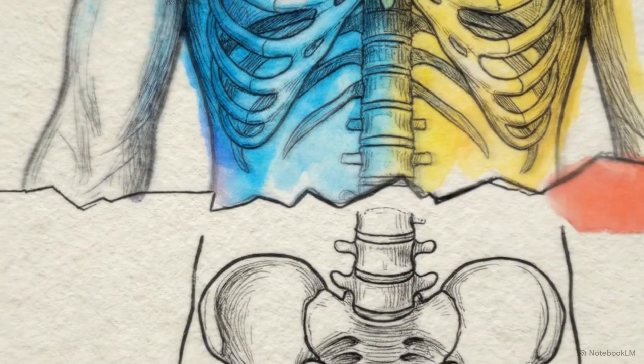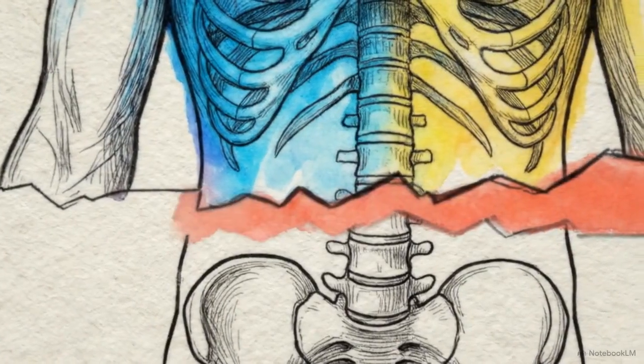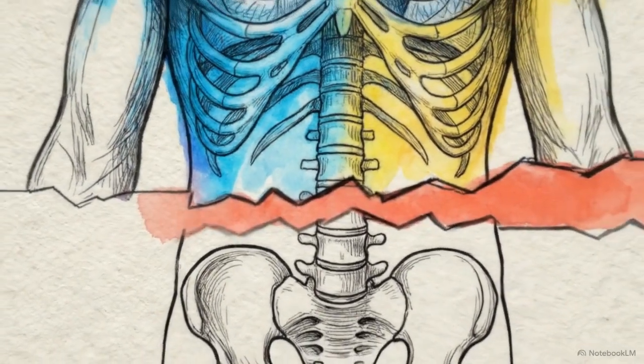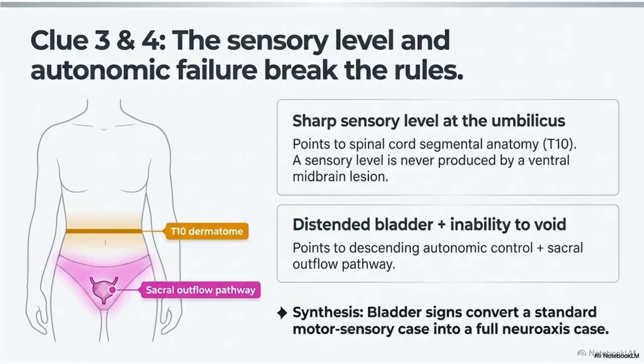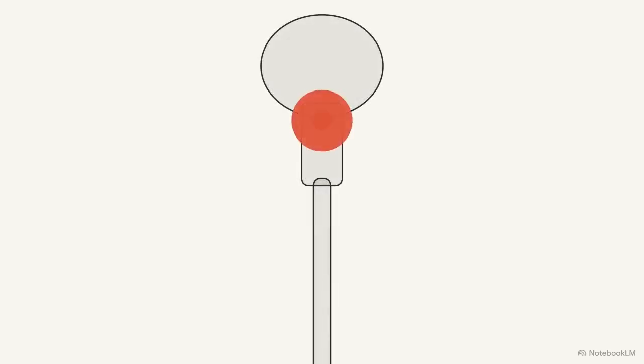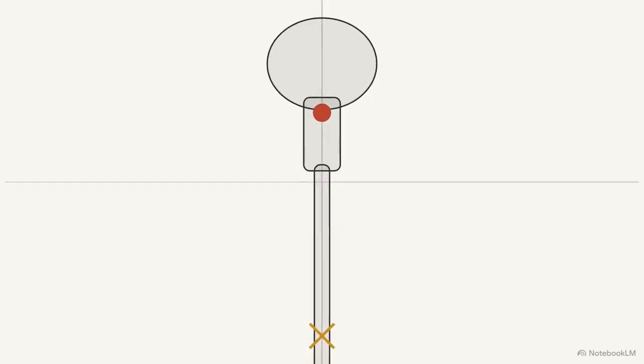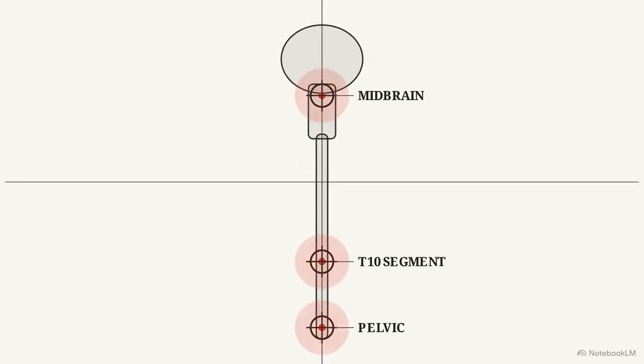However, the final data points are discordant: a sharp sensory cutoff at the umbilicus and an inability to void the bladder. A ventral midbrain lesion cannot physically produce a sharp horizontal sensory level at the T10 dermatome. Furthermore, the distended bladder specifically identifies a failure of descending autonomic control and the sacral outflow pathway. These spinal and autonomic signs are incompatible with a midbrain-only model. This exam requires a map that accounts for damage at multiple distinct levels.